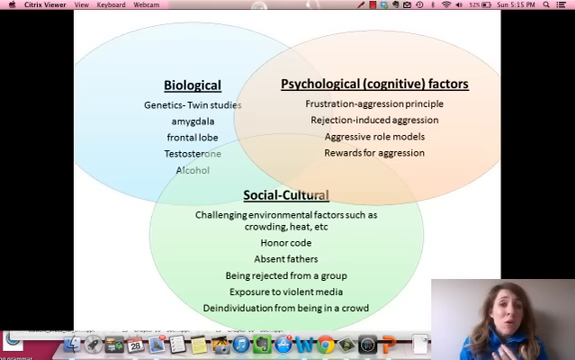The level of testosterone, biologically: some males have more testosterone than others, and the level of testosterone can lead to aggression. Alcohol also does the same thing, because it works with the chemicals inside your body.